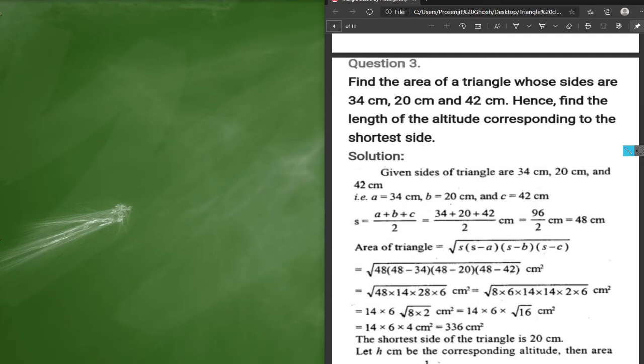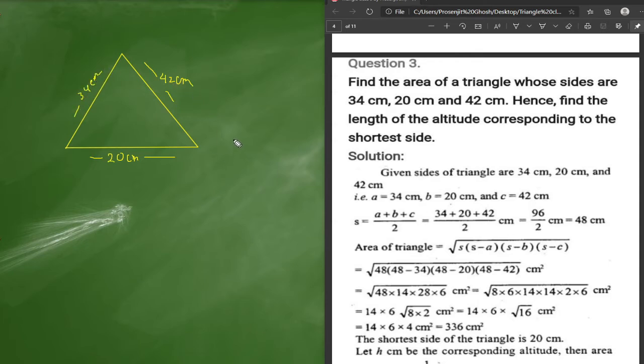Okay. So question 3, as you can see over here: find the area of the triangle whose sides are given. That is pretty simple. We have to build an arbitrary triangle according to the measurements given. It doesn't need to be perfect, just draw a rough diagram where you mark the sides as, say, 20 centimeters, this one 42, and this one 34, as I am taking.